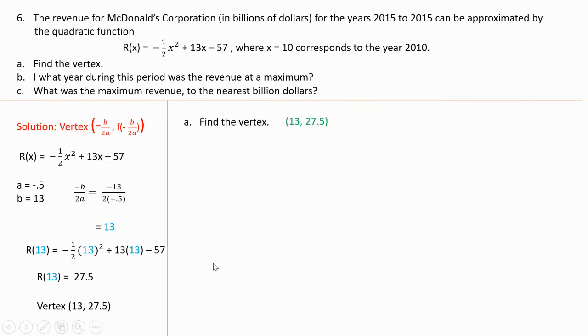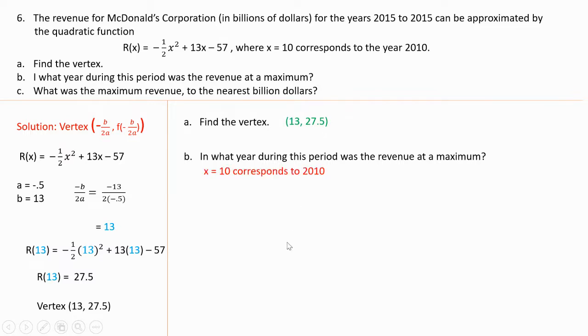Now what's the answer for B? In what year during this period was the revenue at a maximum? If x equals 10 corresponds to the year 2010, then 13 will correspond to the year 2013. So that's the answer for B: in 2013 the revenue was at the maximum.